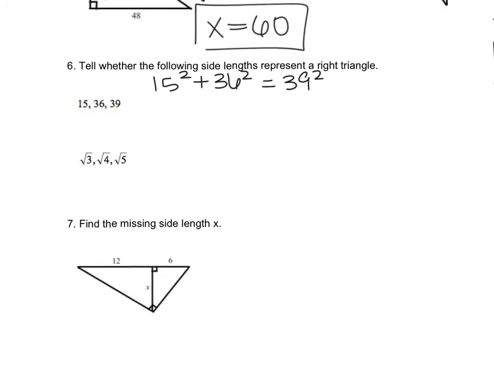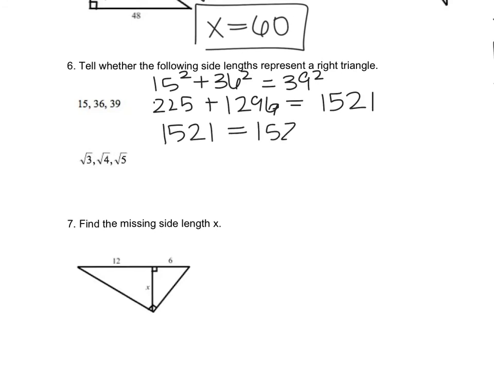So 15 squared is 225. 36 squared is going to be 1,296. And 39 squared is going to be 1,521. So when we do 225 plus 1,296, we get 1,521. So we get 1,521 equals 1,521, which means, yes, those three values represent a right triangle.